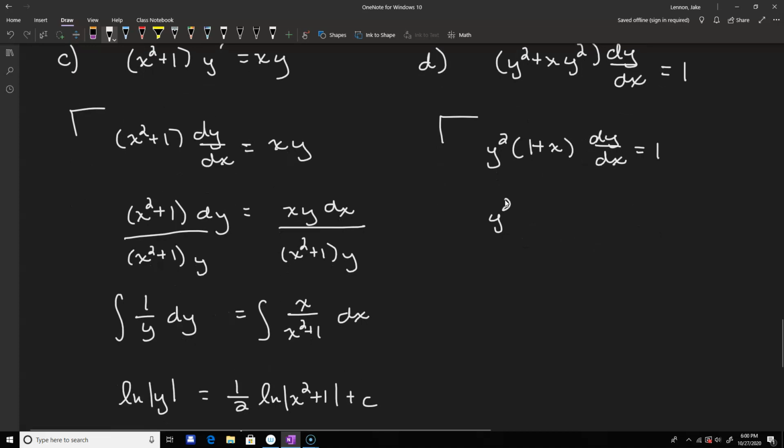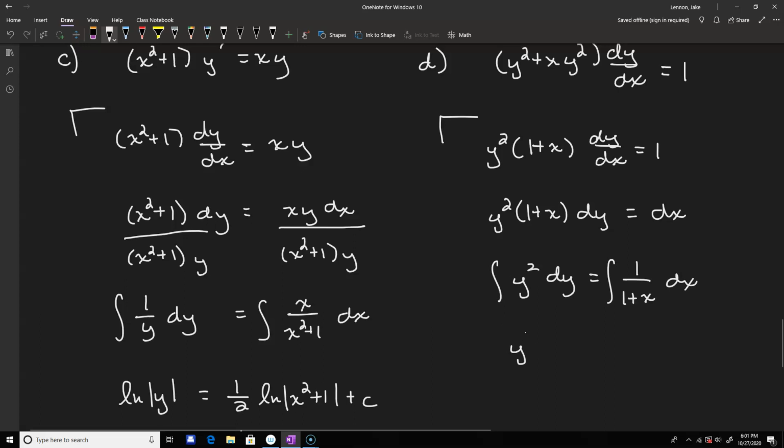So we have y squared times this 1 plus x dy equals dx. And then we can see we really just want to divide by 1 plus x. So we'd be left with y squared times dy equals 1 over 1 plus x times dx. And now we're ready to integrate both sides. So the antiderivative of the left-hand side is y cubed over 3. And on the right, it's just going to be the natural log of the absolute value of 1 plus x plus a constant.